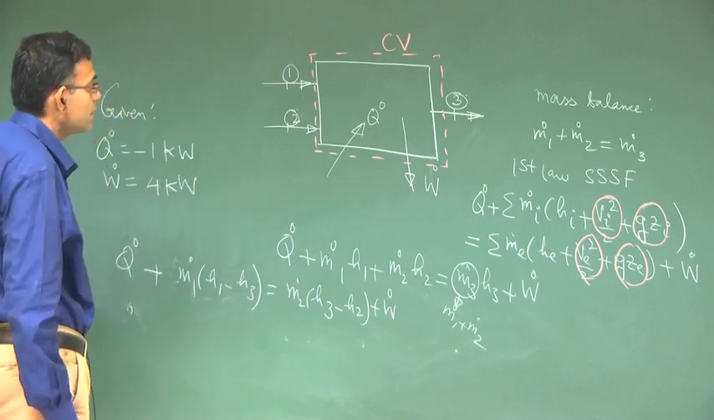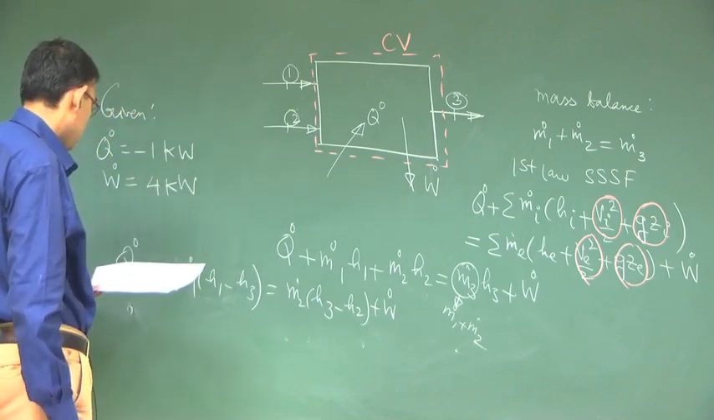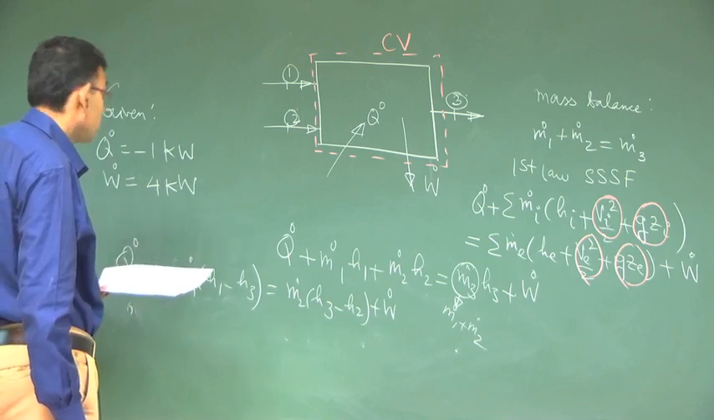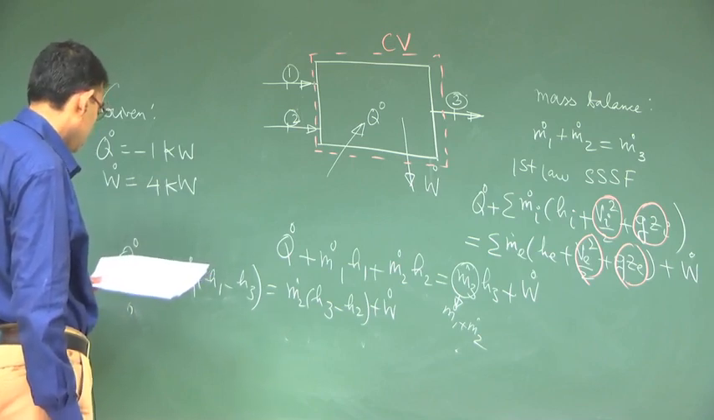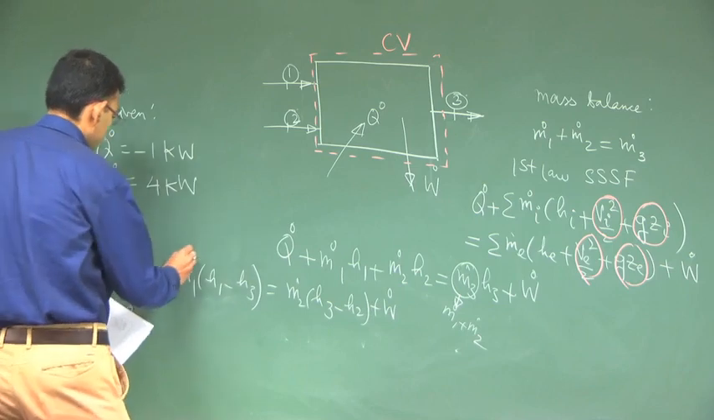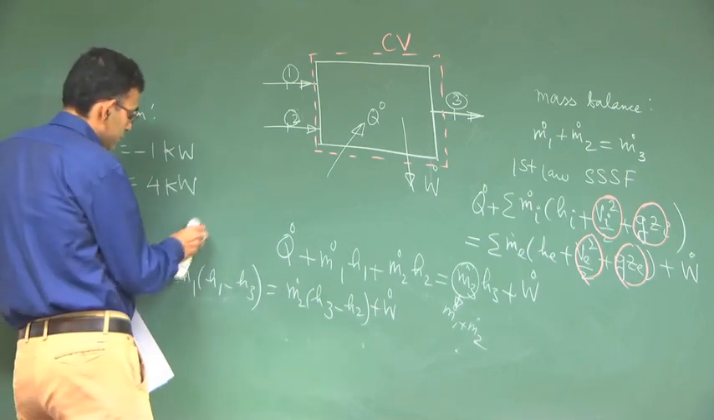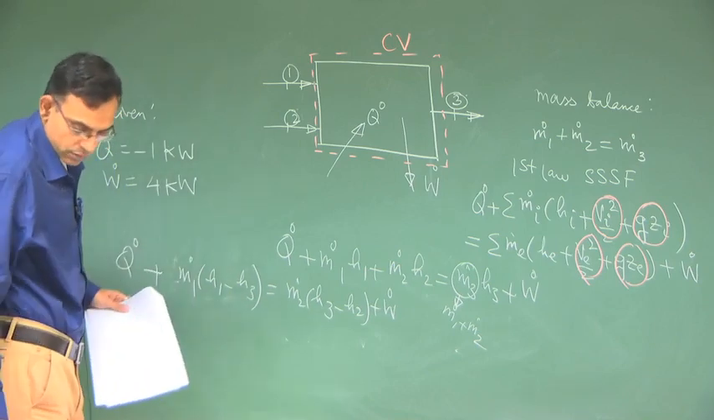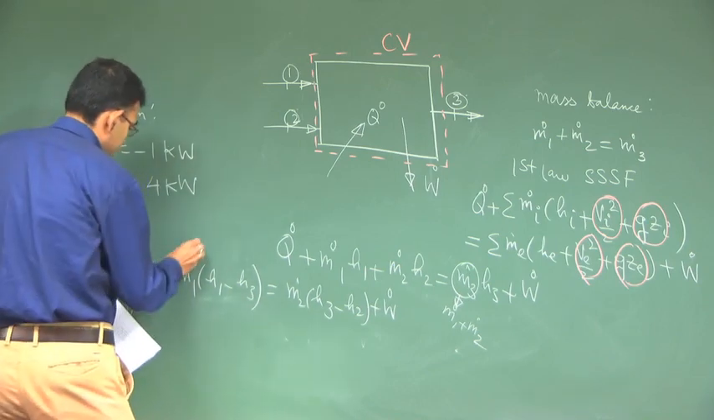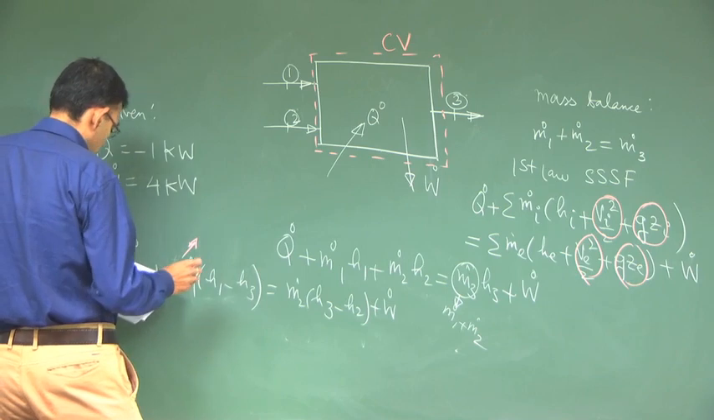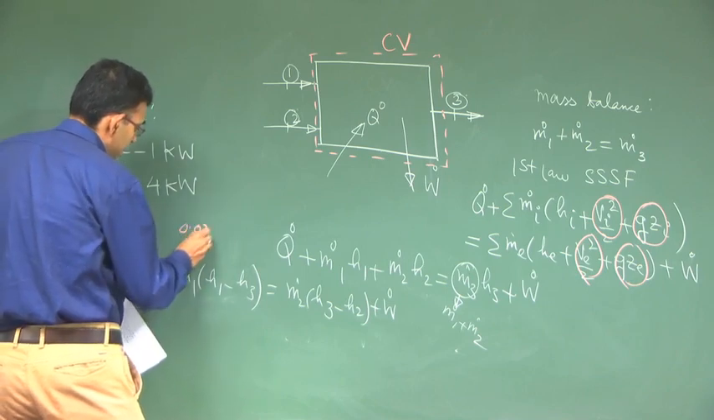So, let us see what is given. State, so let me write with a different color. m dot 1 is 0.025 kg per second.